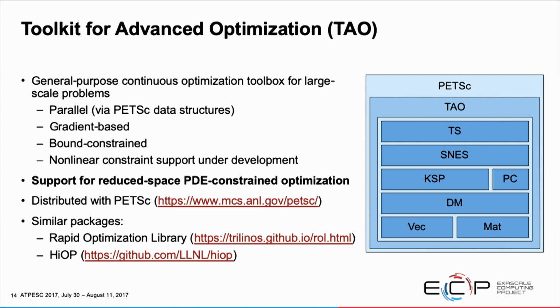The main thing is TAO is parallel. So all of the optimization data structures parallelize automatically with PETSc data structures. We're doing gradient-based methods. Currently, we're only supporting bound constraints, but work on nonlinear constraints is ongoing at the moment.